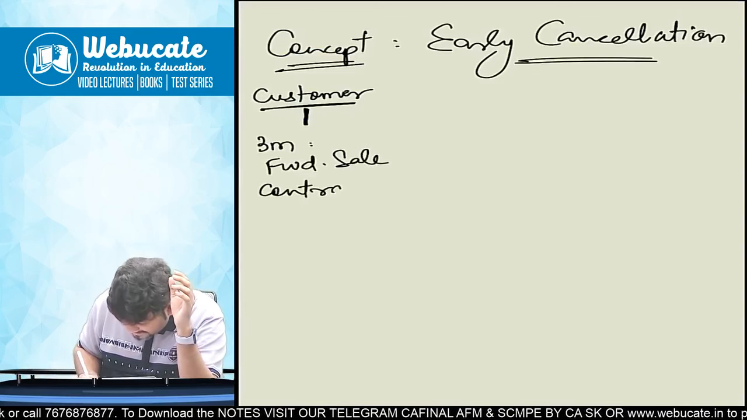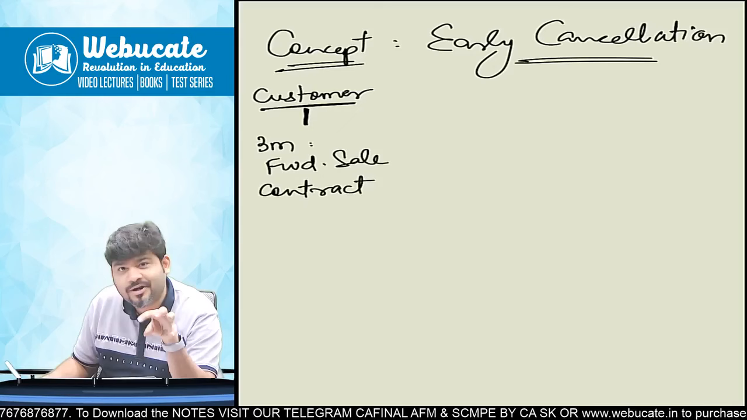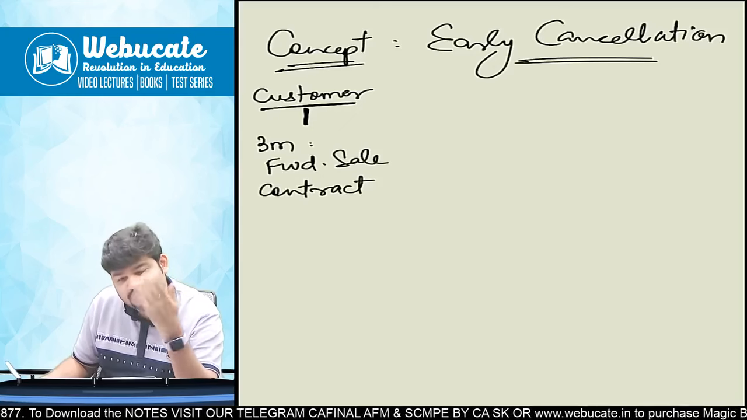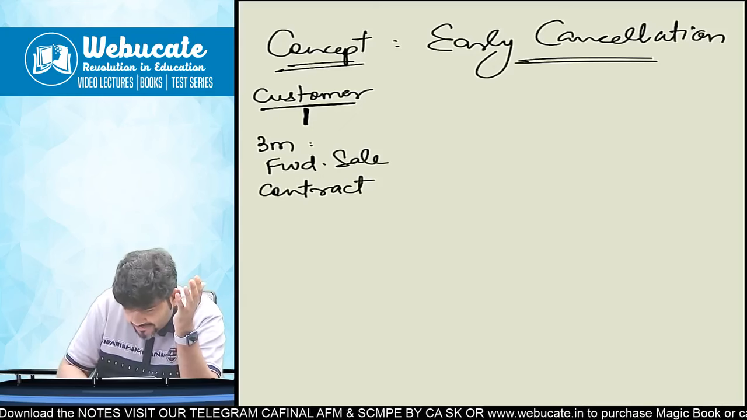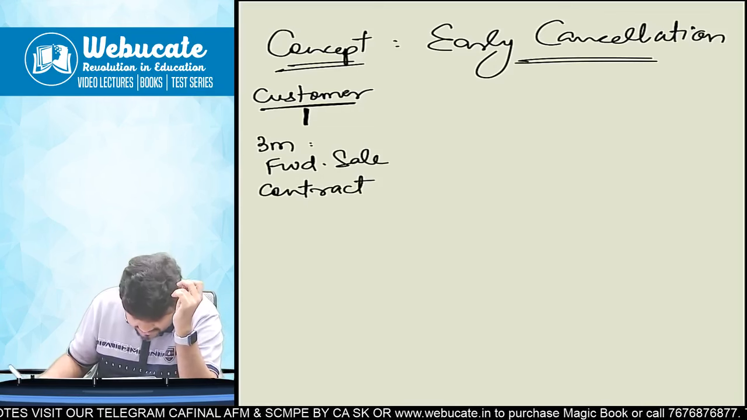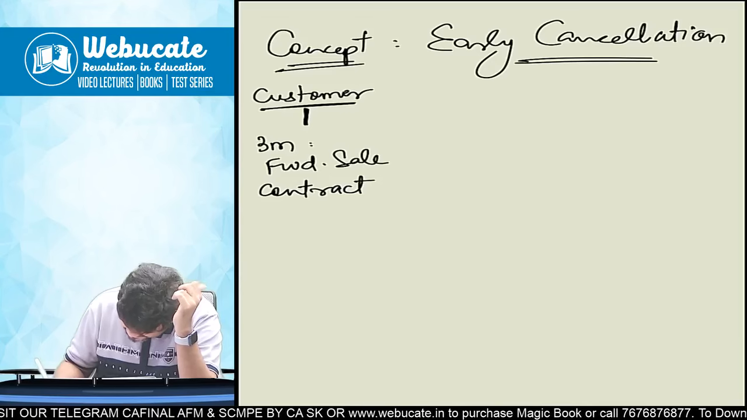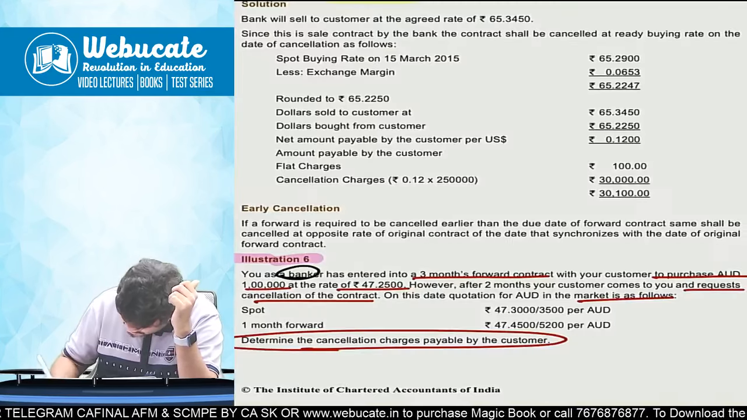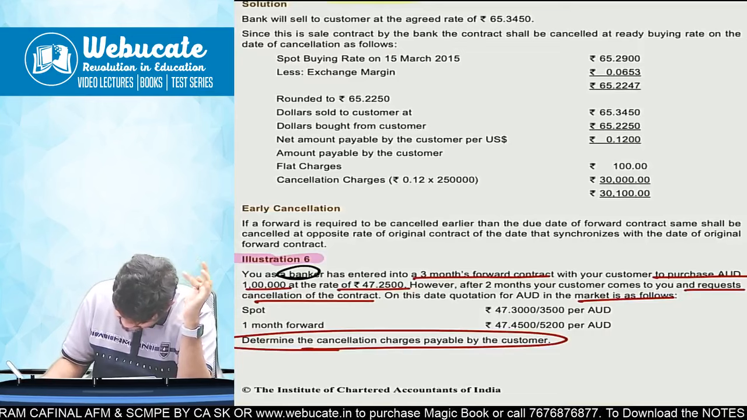In case of cancellation, it is only the customer who is going to lose. So always think from the customer's point of view. Okay, Vrushi, my boy. Yeah. So a 3 month forward sale contract of how much? AUD 1 lakh at 47.25.